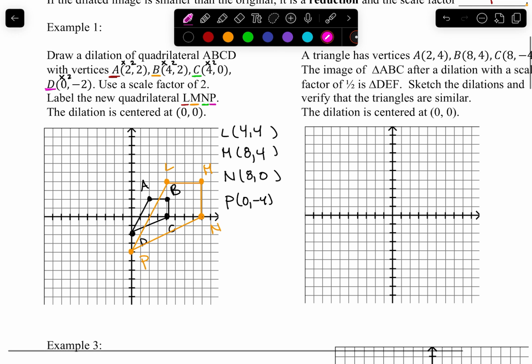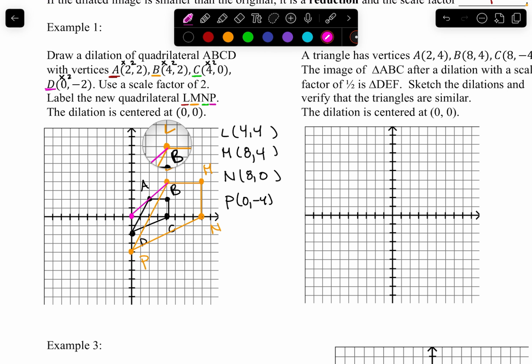So our dilation center is at 0, 0, which means that I should be able to draw a line from the center of my dilation, and it should hit all of the points on the same line. That did not sound good. Just watch what I do. That explanation was not stellar.